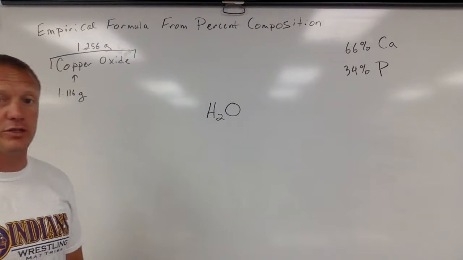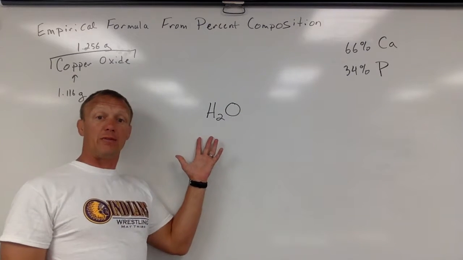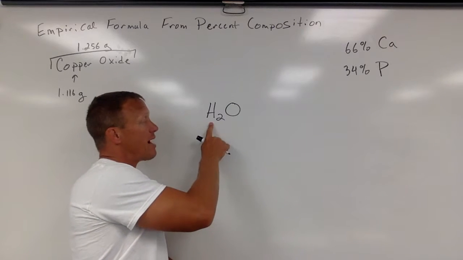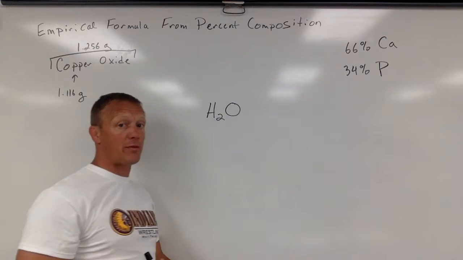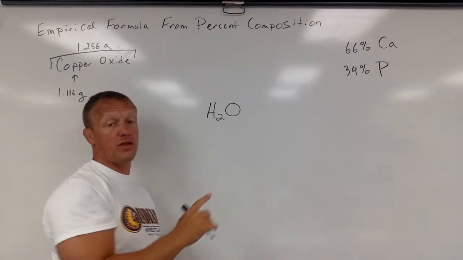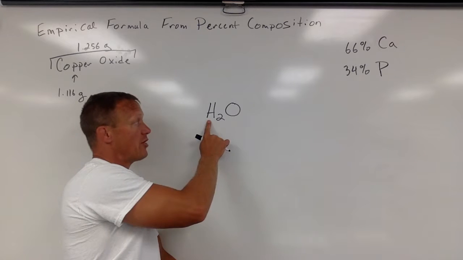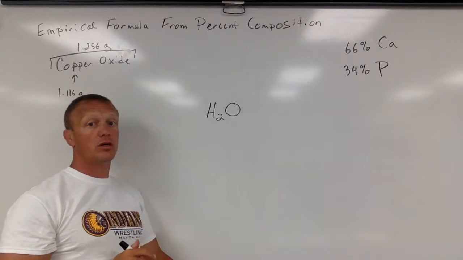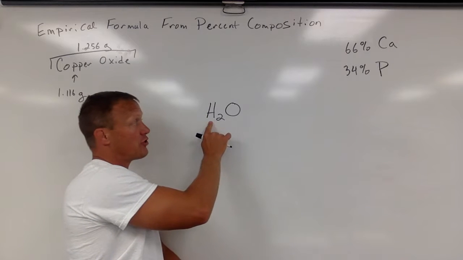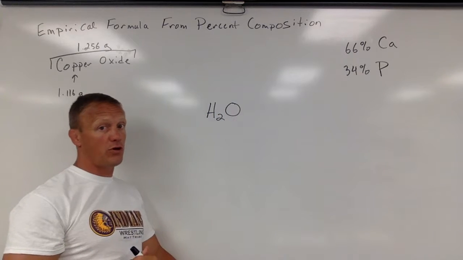what these ratios mean. So for water, this is the empirical and the molecular formula for water. Remember, this 2 means there's 2 atoms of hydrogen for every 1 atom of oxygen. Or we could say that if we had a mole of these, there would be 2 moles of hydrogen for every 1 mole of oxygen. What the formula does not mean, remember, is that there's 2 grams of hydrogen for every 1 gram of oxygen.